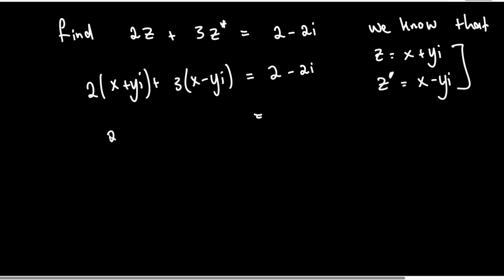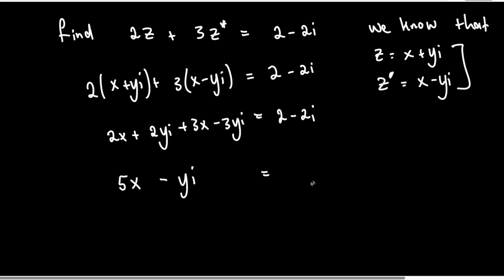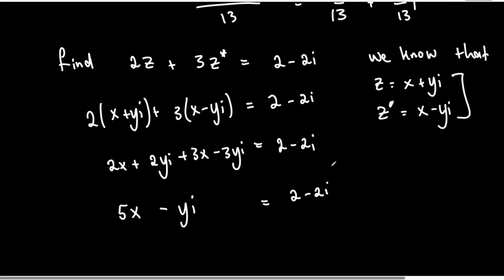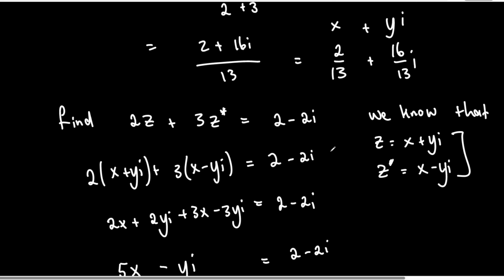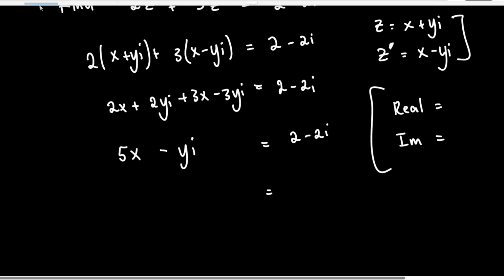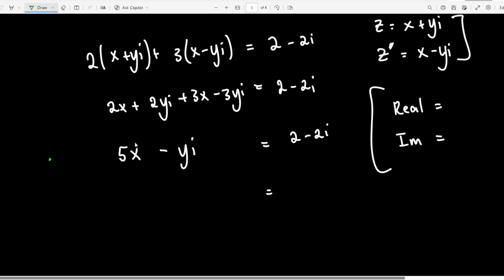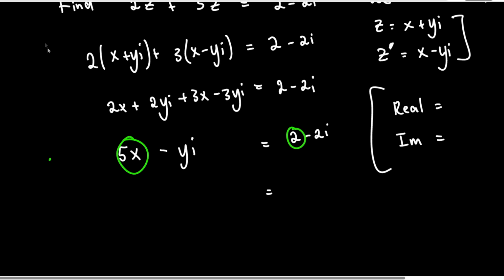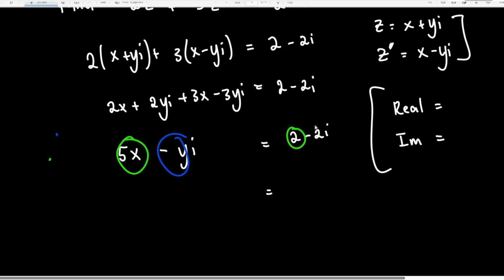Now we just distribute. We get 2x plus 2yi plus 3x minus 3yi is equal to 2 minus 2i. Add the like terms, and we get 5x minus yi is equal to 2 minus 2i. Now we're left with this particular problem. In this case, we're going to use something very different. We're going to set the real parts equal, and we're going to set the imaginary parts equal. What that means is I'm going to group certain parts. So I will group 5x is equal to 2, and I will also group negative y is equal to negative 2.